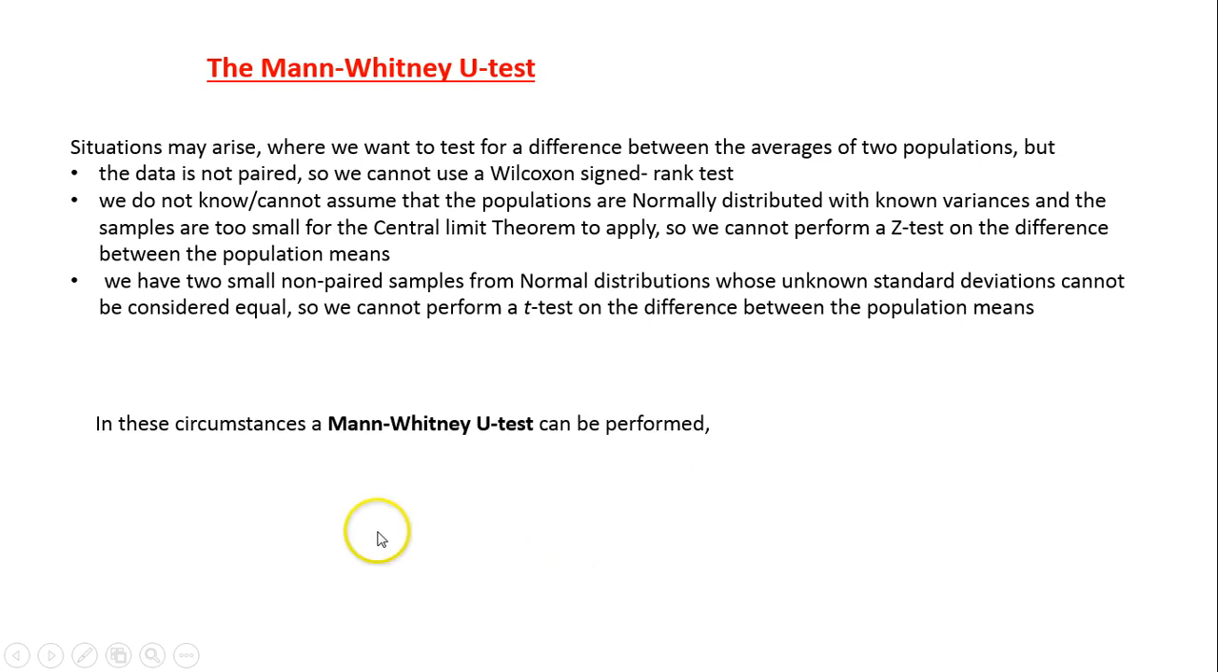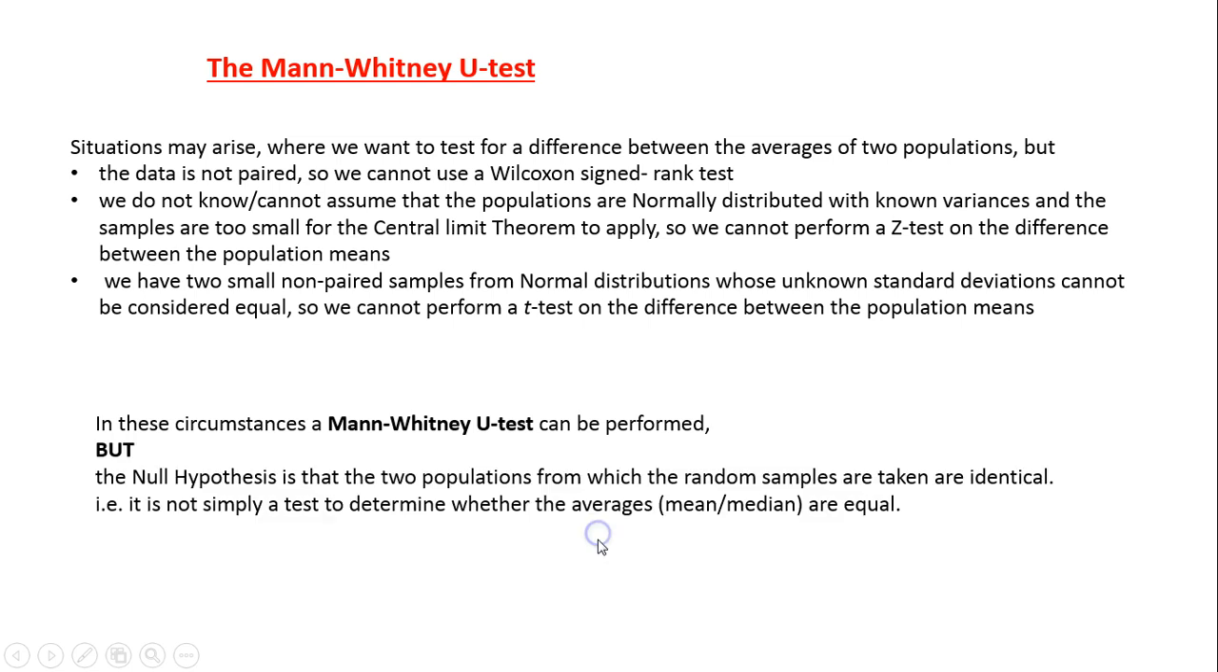In these circumstances, a Mann-Whitney U test can be performed. But the null hypothesis is that the two populations from which the random samples are taken are identical. That is, it's not simply a test to determine whether the averages are equal. So, setting up the procedure for the Mann-Whitney U test.